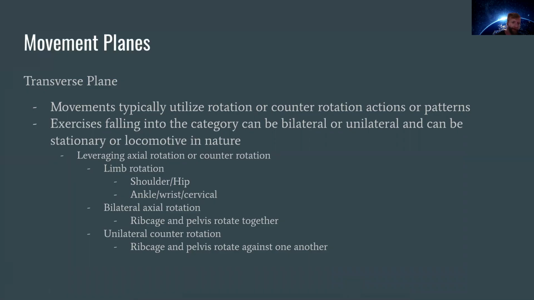So you've got limb rotation happening as well. You've got shoulder and hip, right, that are ball and socket joints. And then you've got the wrist, ankle, and cervical spine that are going to be able to rotate on an axis as well. And then you've got bilateral axial rotation where the rib cage and the pelvis move together. So think about somebody swinging a golf club or a baseball bat. And then you've got unilateral counter rotation where the rib cage and the pelvis rotate against one another. So this is going to be more gait related things where we're running or we're sprinting.